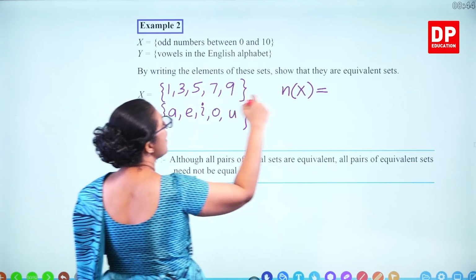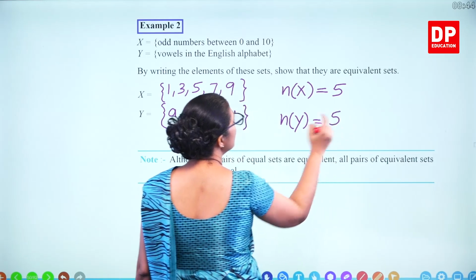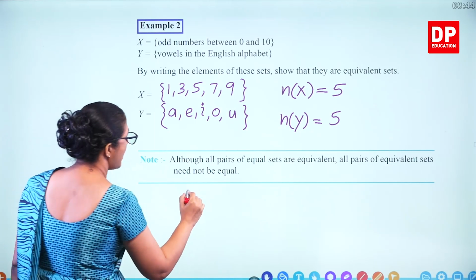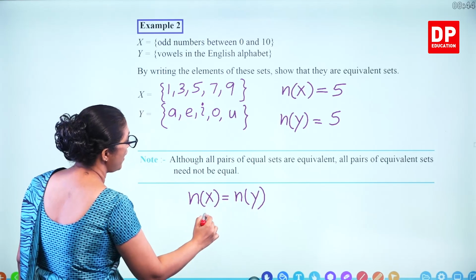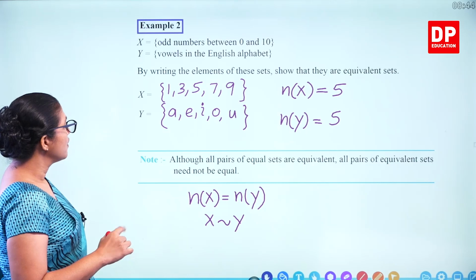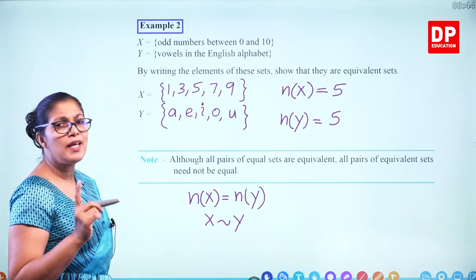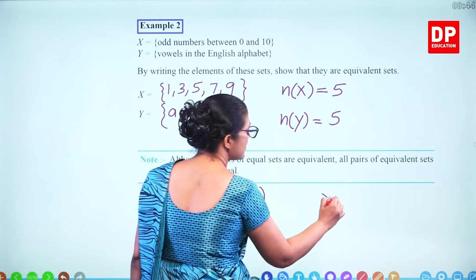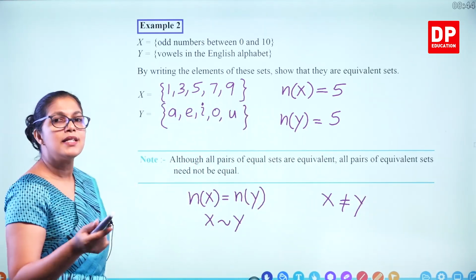1, 2, 3, 4, 5. n(Y) is 1, 2, 3, 4, 5. So what can you say? n(X) is equal to n(Y), so X is an equivalent set to Y. Although all pairs of equal sets are equivalent, all pairs of equivalent sets need not be equal. We know that these two are not equal. X is not equal to Y because the elements are different, but they are equivalent.